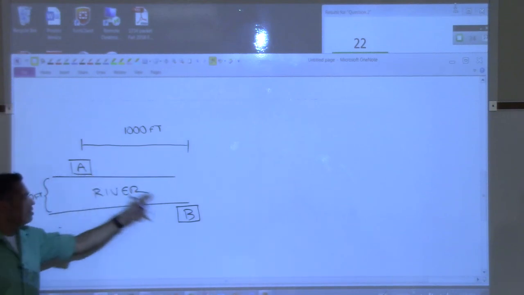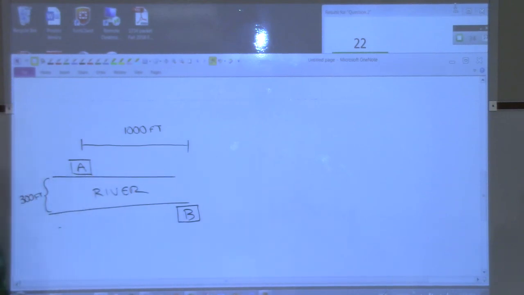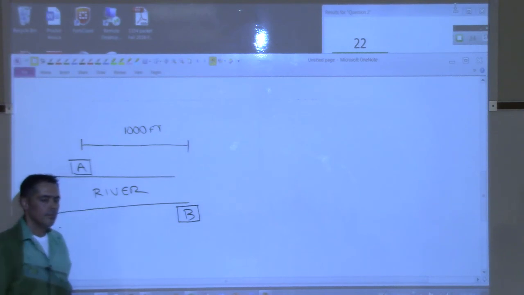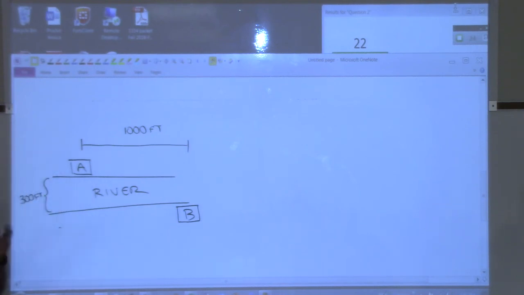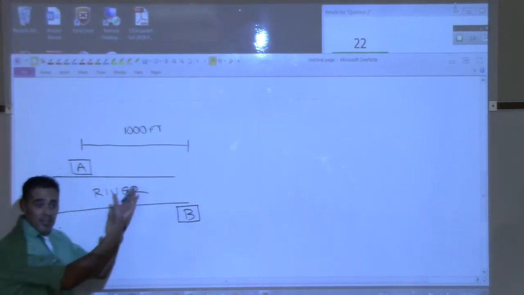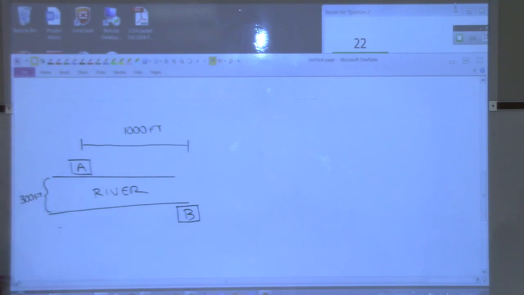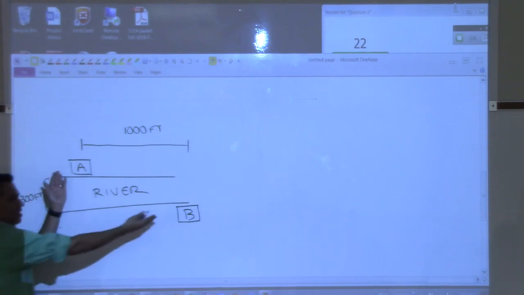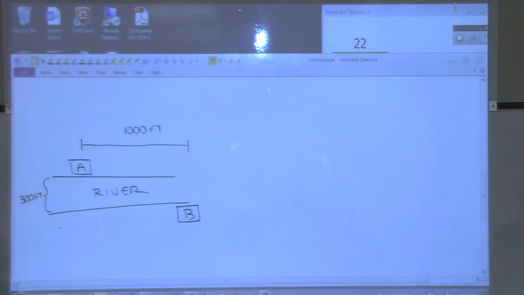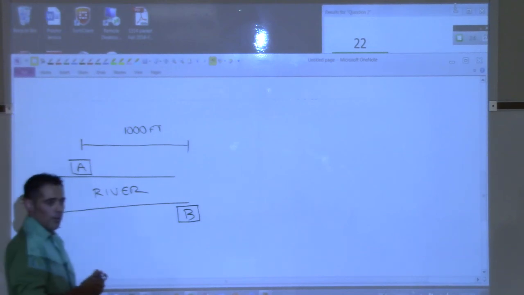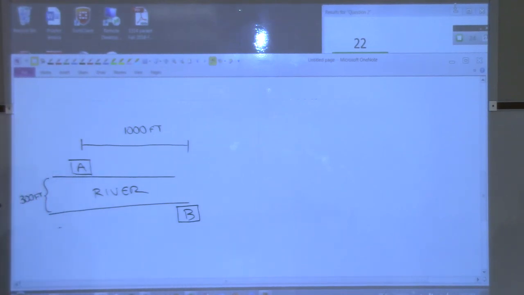I need to connect these two buildings with fiber optic cable. So your company is the company that's going to do this. We have to put in a bid to, let's say, the city or whoever wants this done, to see how much we would do it for. Well, what are the different ways we could do it?